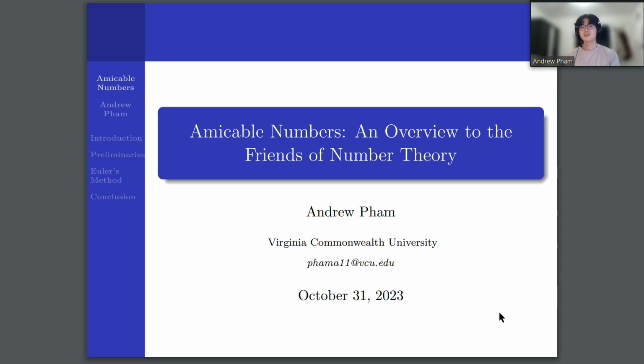In this presentation, we'll be going through some history first, and then head into some preliminary tools that will assist us in understanding how Euler was able to find these pairs, for which we'll go through Euler's method, and then end off with some discussion on applications regarding amicable numbers.